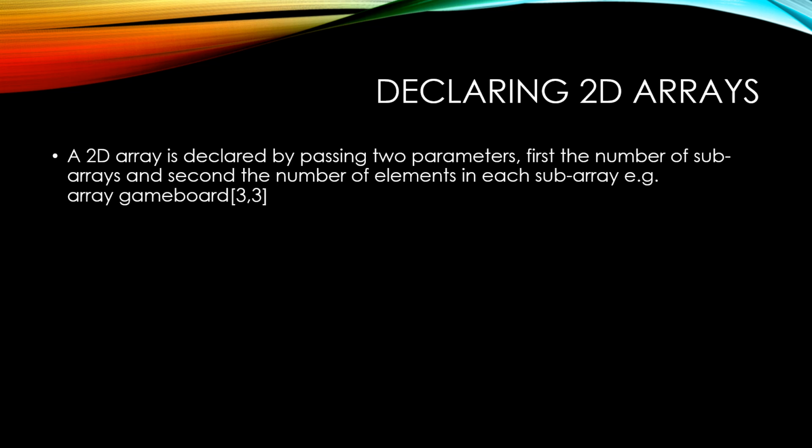A 2D array is declared by passing 2 parameters. First, the number of subarrays, and second, the number of elements in each subarray. So, if we created array gameboard(3, 3), this would create an array called gameboard with 3 subarrays, each of which has 3 positions within it. Perfect for storing the result or the current state of a game board in a game of tic-tac-toe.